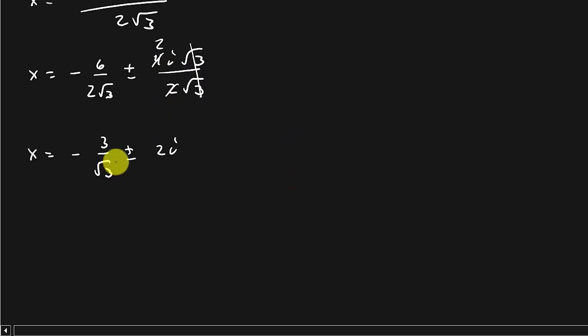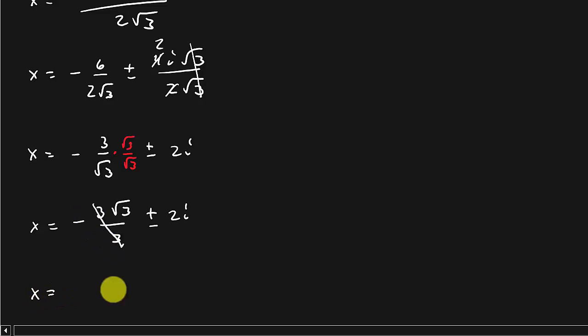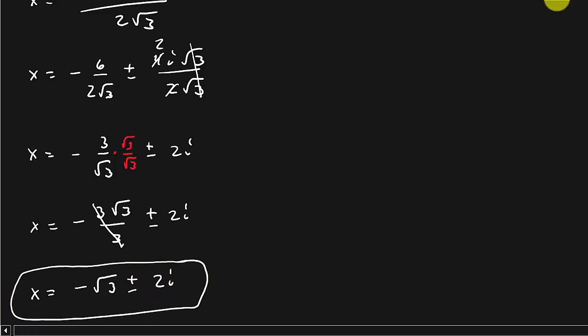And now we're going to need to rationalize this denominator. So let me move this over so it won't be all jumbled up. Plus or minus, what was that? 2i. All right, so rationalize the denominator, multiply numerator and denominator by square root of 3. And so this is going to be x equals negative 3 square root of 3 over 3 plus or minus 2i. So x is equal to, that cancels, negative square root of 3 plus or minus 2i. And there's your answer.